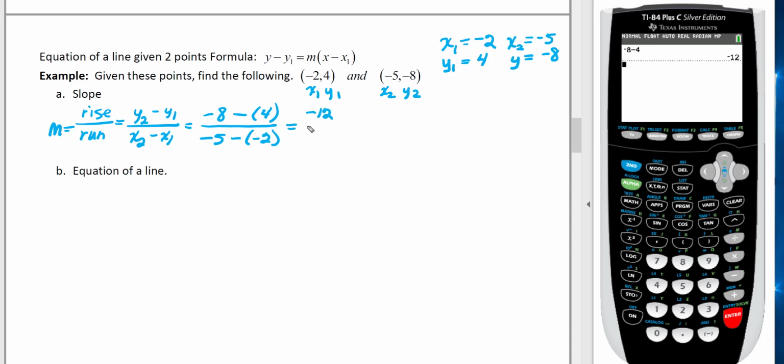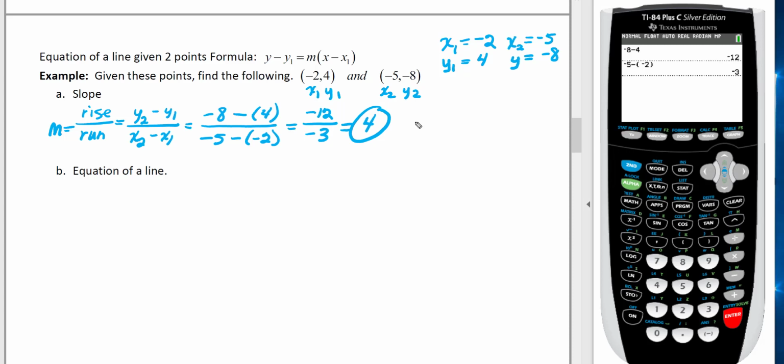That is our numerator, our top part, and then on the calculator again, -5 minus a -2. I hit enter, and that gives me the answer of -3. So -12 over -3 then is a +4. So my slope is going to be 4.